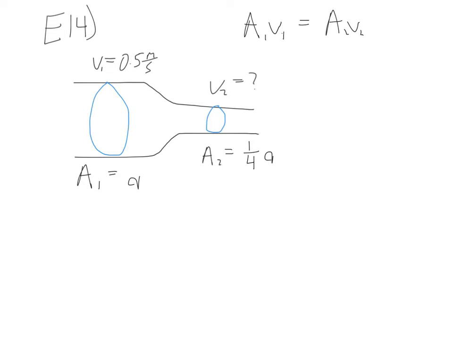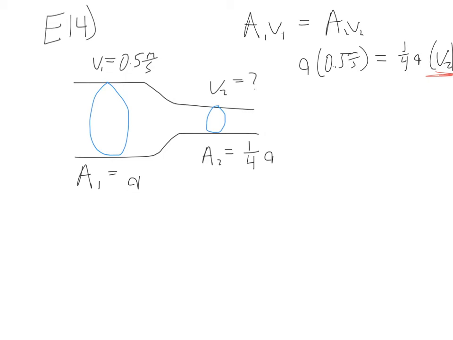So let's plug in our numbers. At point 1, we have an area of A and a velocity of 0.5 meters per second. And that's going to equal our area at point 2, which is 1/4 A, multiplied by velocity 2, which is what we want to find. Ultimately, we want that second velocity for our answer.